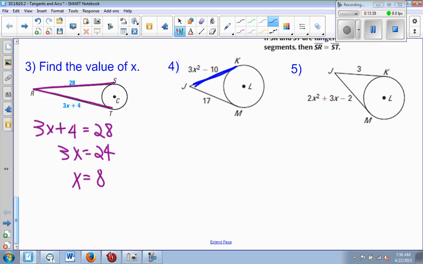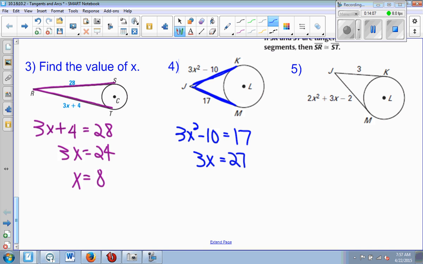The next one is really no different. They're both tangent to the circle. They both meet at J, which means the two blue segments here are in fact equal to each other. Now you might be looking at this equation like, well, that's not so easy to solve. Well, let's see that it actually is pretty easy to solve. Number 1, to get x by itself, I first would need to add 10. So I would get 27.